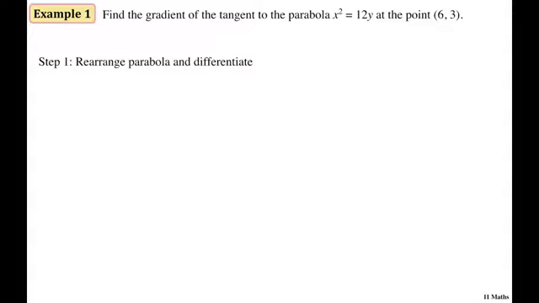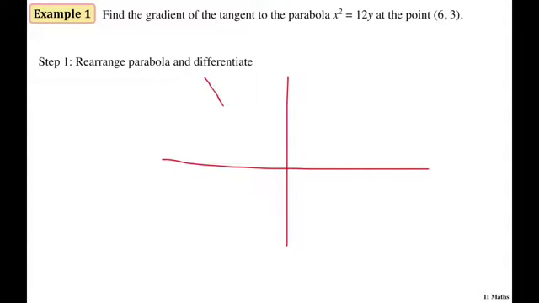Now with this particular example, what we need to know is that the parabola is x squared equals 12y, and at the point 6, 3, we want to find the gradient of the tangent. You don't have to draw this, but x squared equals 12y would be a parabola that opens upwards. At the point 6, 3, you can draw a tangent in, and that's what we're trying to find: the gradient of that blue line, the gradient of that tangent.